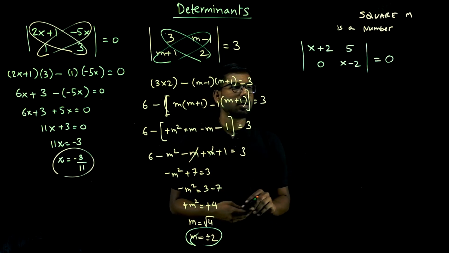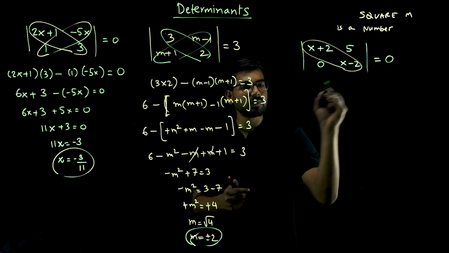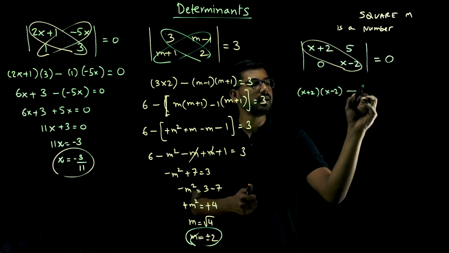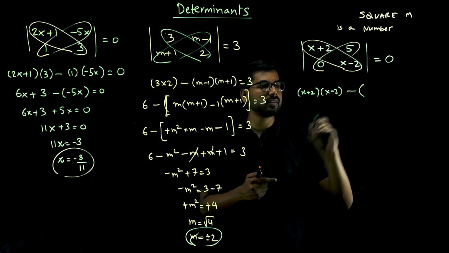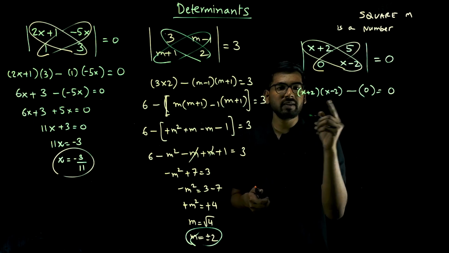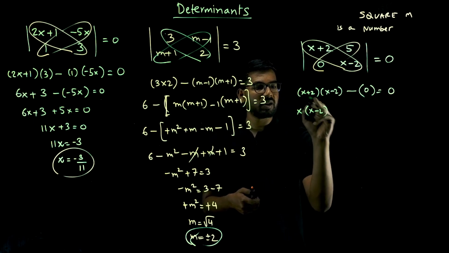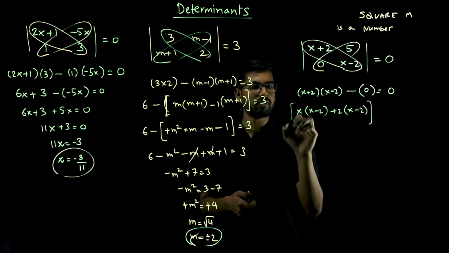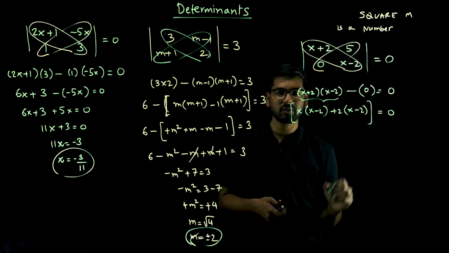Again same question, how do you open determinant? Diagonal elements, that is x plus 2 into x minus 2 minus remaining diagonal elements. 0 into 5 is 0 is equal to 0. How do you multiply this? First x into x minus 2, then plus 2 into x minus 2. This is the first term. Minus 0 as it is equal to 0.